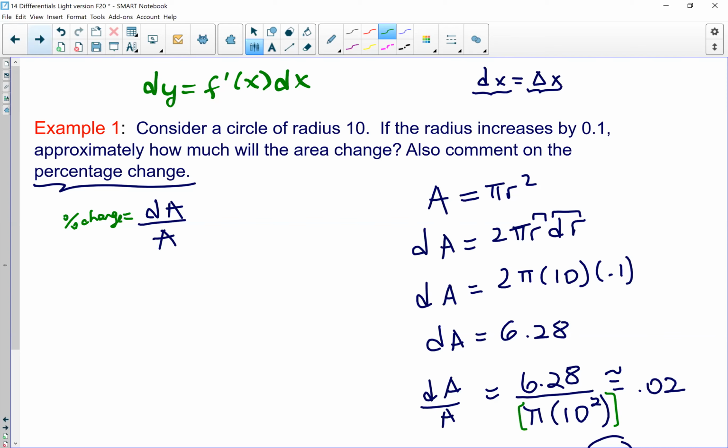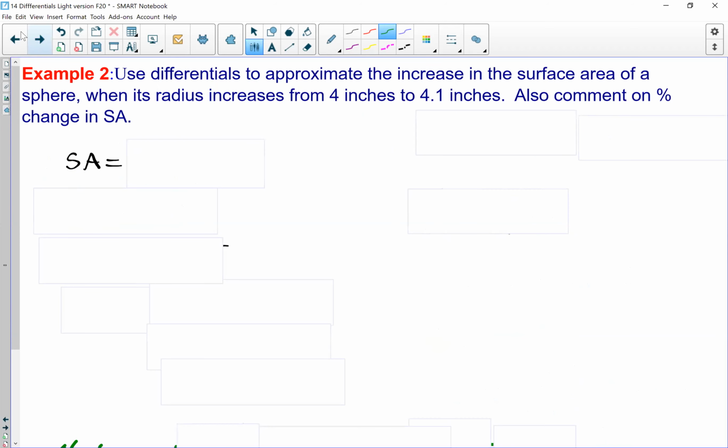So I'd like to do two more examples. Here's our example number 2. Use differentials to approximate the increase in the surface area of a sphere when the radius of the sphere increases from 4 to 4.1 inches. Also comment on the percentage change on the surface area. So first you need to know the surface area for the sphere formula, which normally I would give to you. You don't have to memorize that one. That happens to be 4 pi r squared.